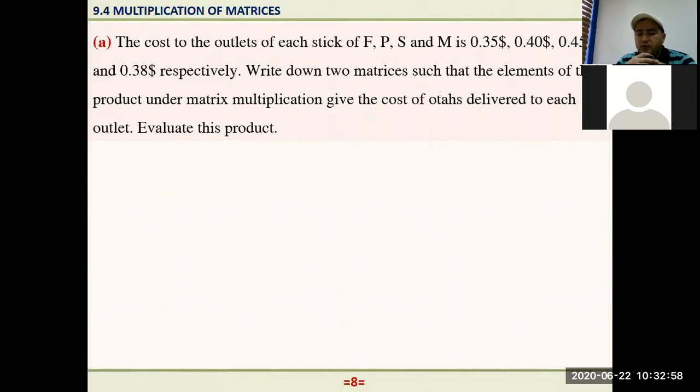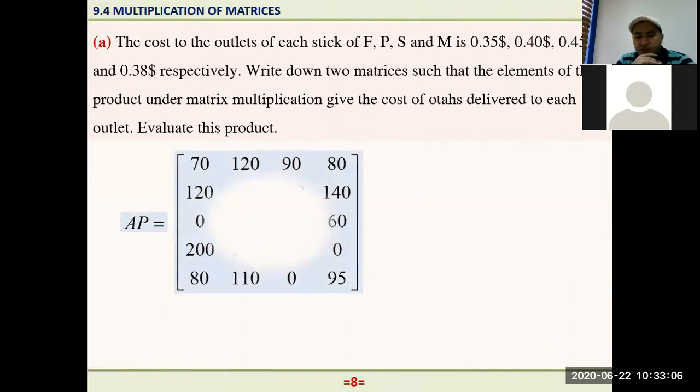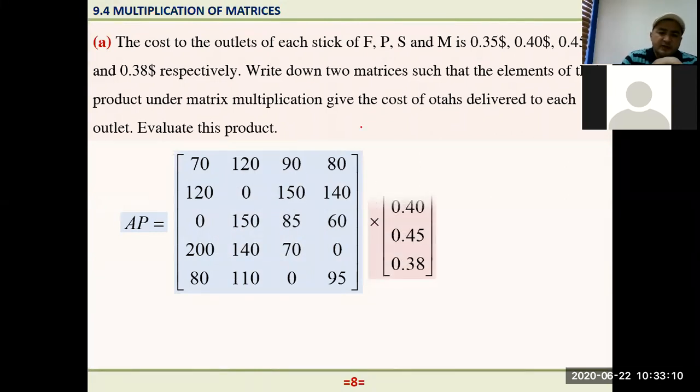So now we need to know the total, actually, from the first outlets: how much should we collect? That's the question. So here, if it's A, that is OTAs delivered to each shop, right? And this one is individual prices. The price of the fish OTA is 0.35, and that is prawn, one prawn OTA, 0.40. And this one is squid, that is 0.45. And mix, that is 80, right?